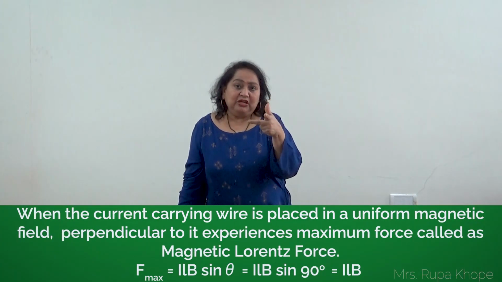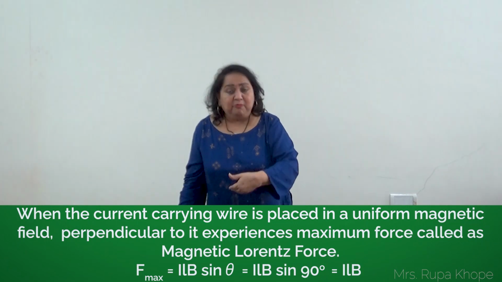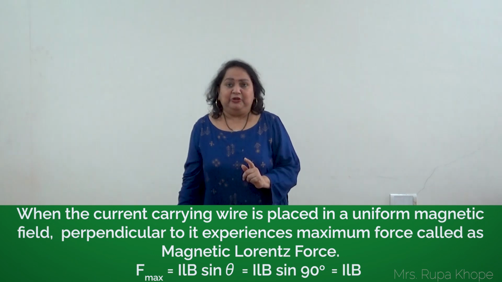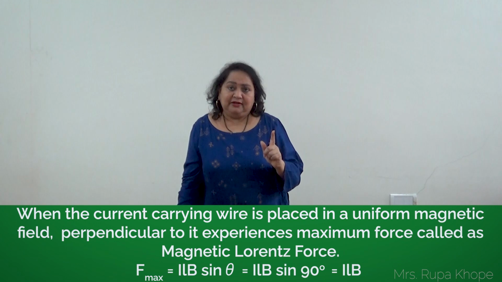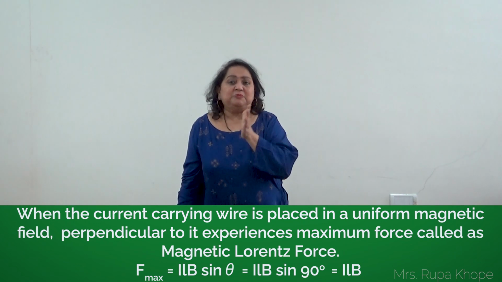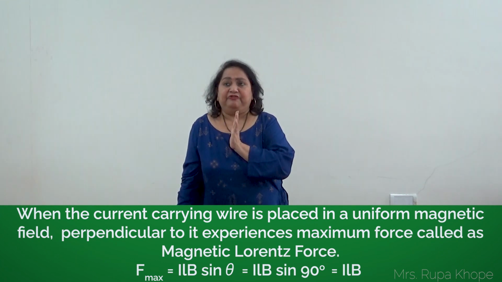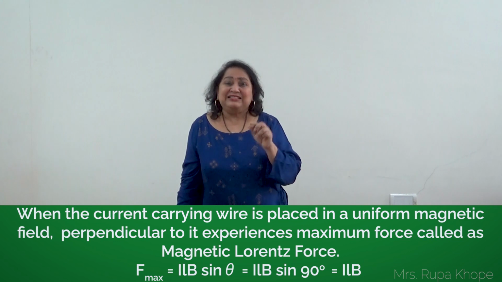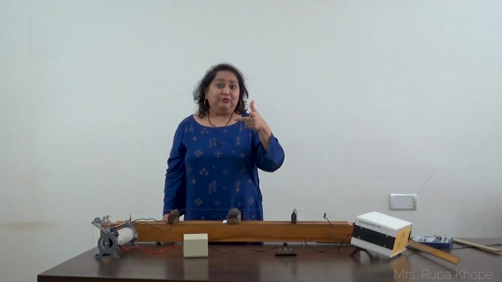Magnetic Lorentz force. Do you remember magnetic Lorentz force? When a current carrying wire is placed in a uniform magnetic field perpendicular to it, it experiences a force called magnetic Lorentz force, I L cross B. I is the current, L is the length, B is the magnetic field. So I L cross B is ILB sine theta. Then Fleming's left hand rule.